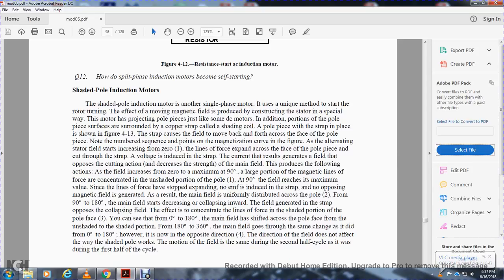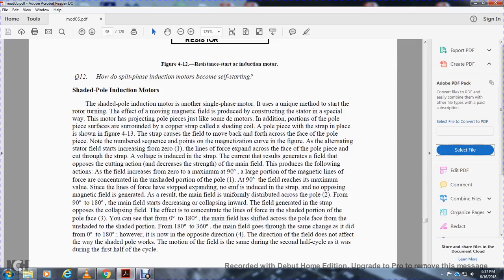The motor has projecting poles just like DC motors. In addition, a portion of the pole piece surface is surrounded with a copper strap called the shading coil. A pole piece with the strap is shown in figure 4-12. The strap causes the field to move back and forth across the face of the pole piece, but note the numbered sequence points on the magnetizing curve in the figure.